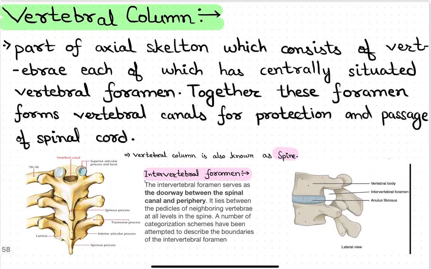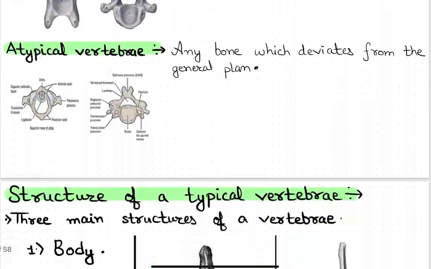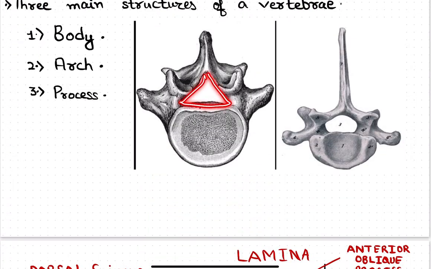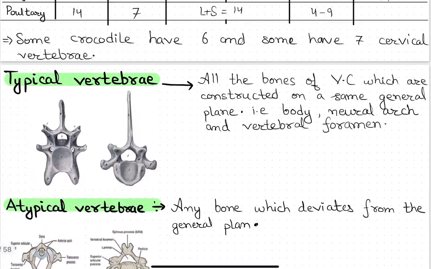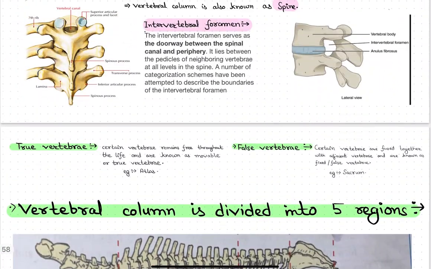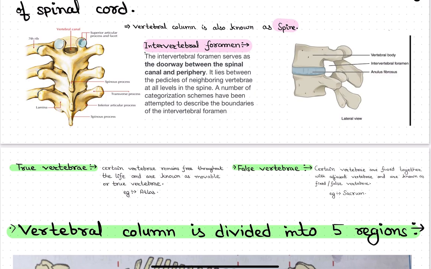Now there was a foramen also. This is a foramen, a hole kind of a thing. This is known as vertebral foramen. When many vertebra join, these foramen lead to the vertebral canal through which spinal cord passes. So we can say that vertebral column protects the spinal cord. Now we will study in the next pages what is this intervertebral foramen.